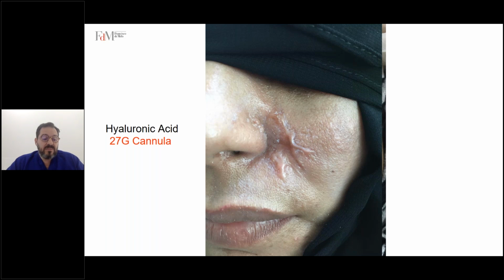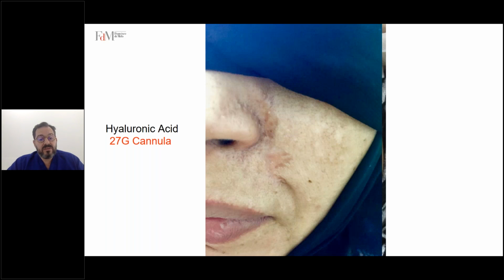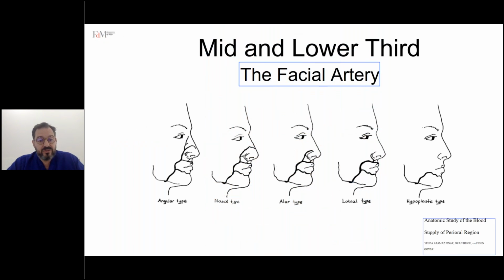So again, this is about prevention, it is about foreseeing things. And in my opinion, the wrong thing here was that the cannula was too thin. And the 27 gauge cannula is a dangerous cannula because you cannot control the tip because of the flexibility. So be careful with that. It's more related to the device that you're using than to the fillers that you're using.